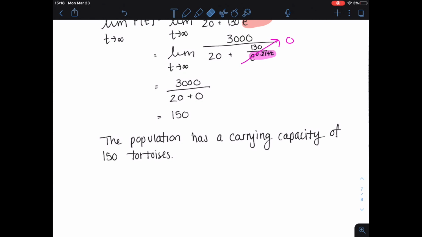Okay? So these are two main types of models that we're going to deal with. In the next section, we're going to see the reverse of this. So this is constant increase or exponential increase. We're going to see about decay.